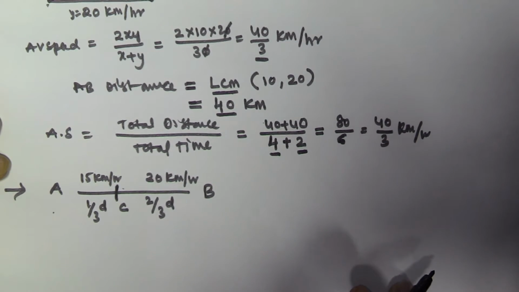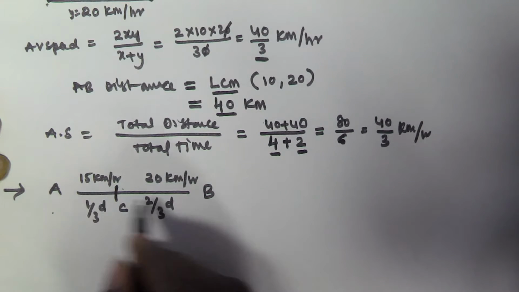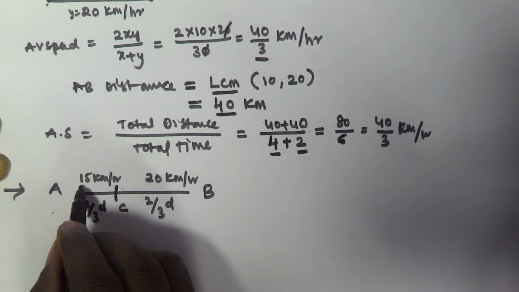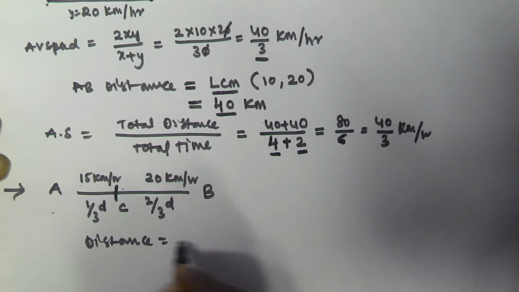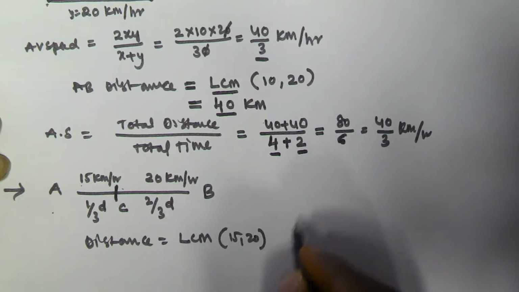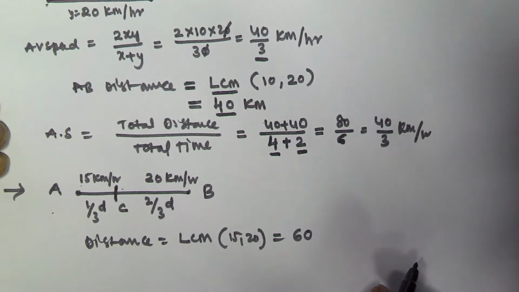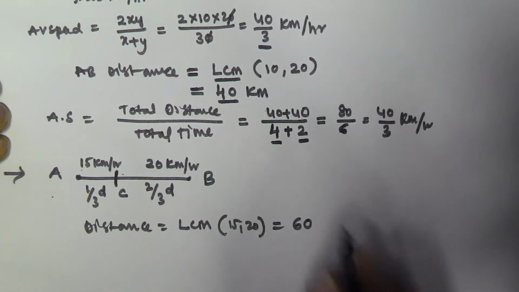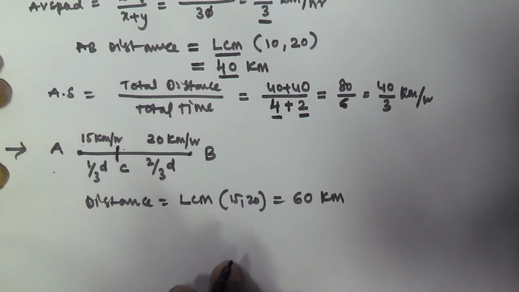So we have to find the average speed. The average speed is given by the total distance he traveled by the total time. Here the distance is constant, so I am taking the distance as the LCM of both the speeds, that is 15 and 20. So the distance is equal to the LCM of 15 comma 20, which is 60. That means the total distance from A to B I am taking as 60 kilometers.